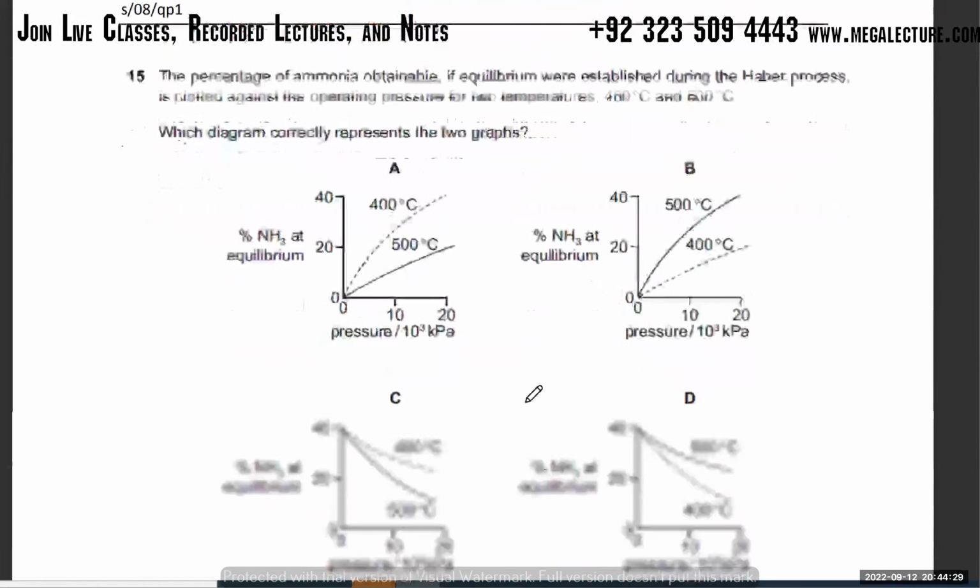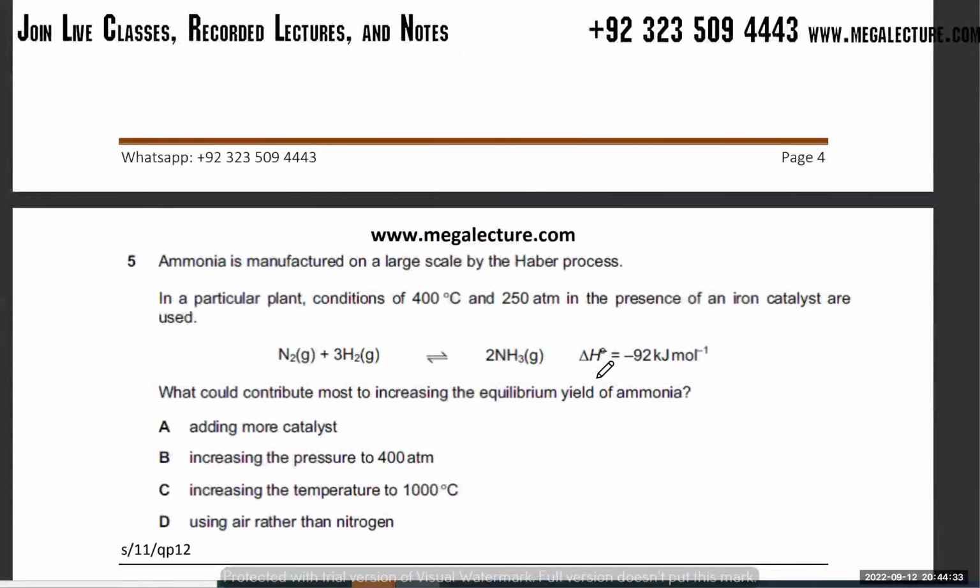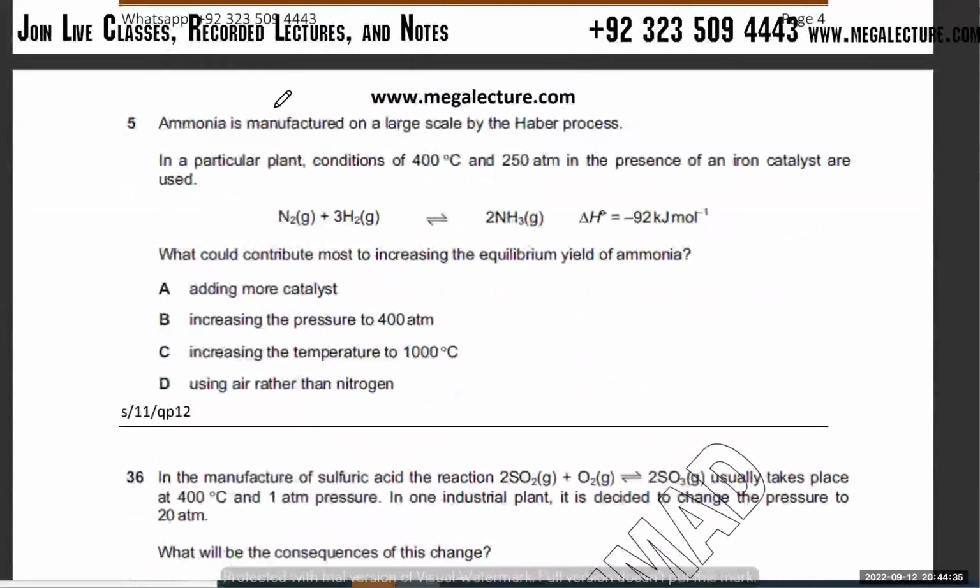अच्छा, now this one, the percentage of ammonia. पहले simple questions ना कर लें एक second. ये वाला कर लेते हैं. Ammonia is manufactured. They're given us the reaction. What could contribute most to increasing the yield of ammonia? So you want to increase the amount of ammonia. So basically, you want to shift the equilibrium to the forward side, right? Increase ammonia, ठीक है? So should I add more catalyst? Will that increase ammonia?